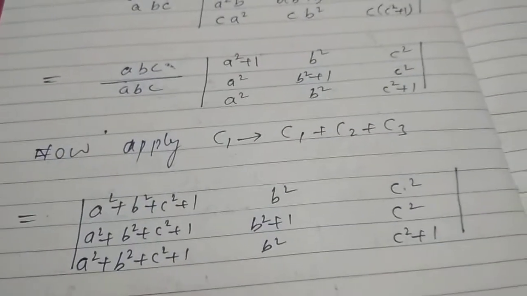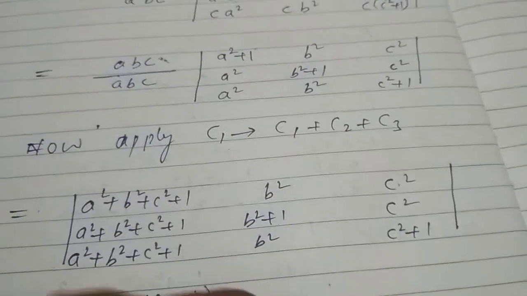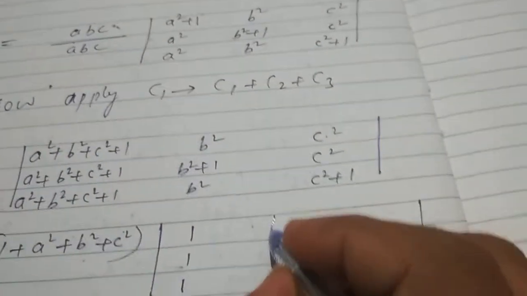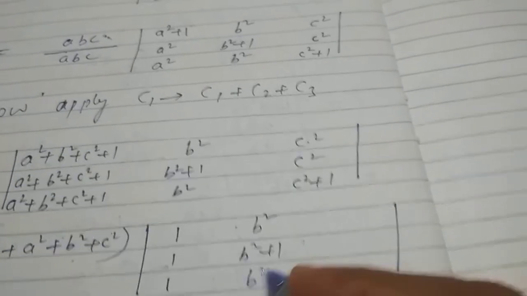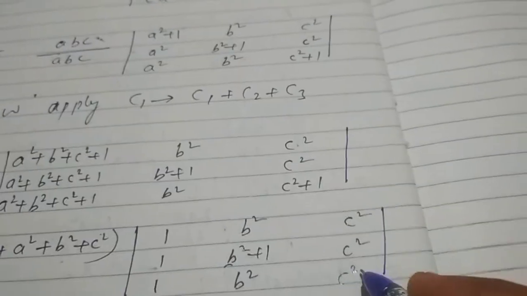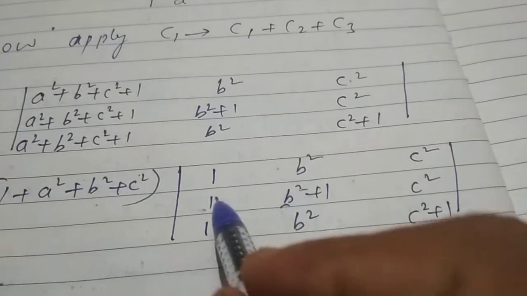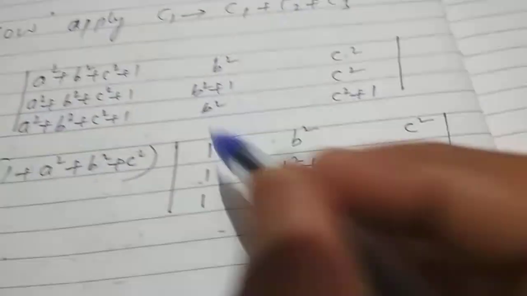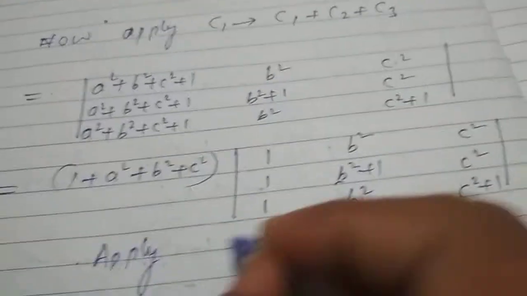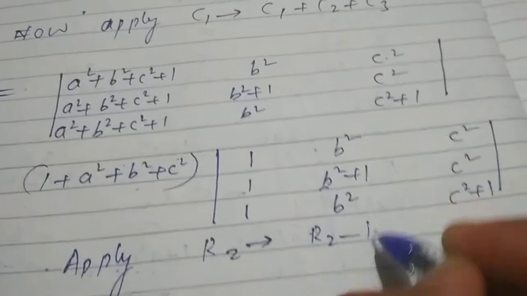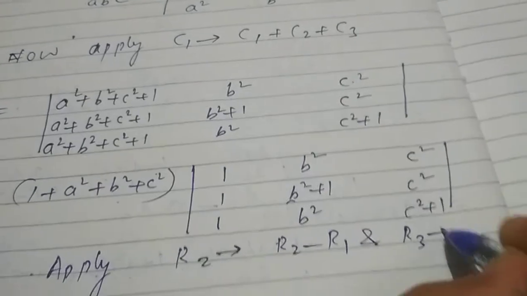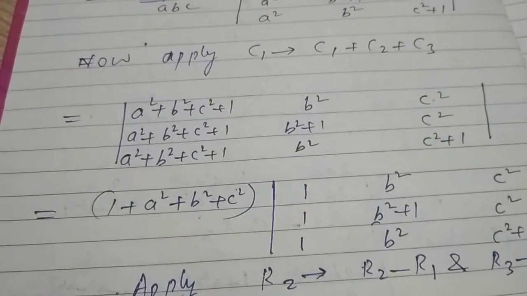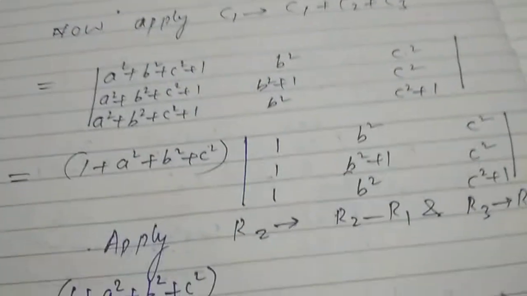So we will take it out common: 1 plus a square plus b square plus c square taken out common. Then we will get 1, 1, 1 in the first column. Here it will be b square plus 1, b square. It will be c square plus 1. Now we will make these two entries 0 by applying R2 changes to R2 minus R1 and R3 changes to R3 minus R1. So we'll definitely get the required value 1 plus a square plus b square plus c square.